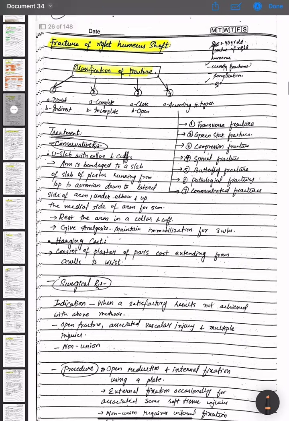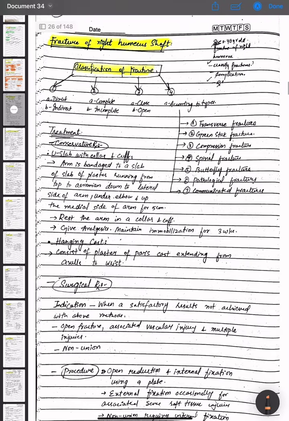So the classification of fractures is direct fracture, indirect fracture, complete fracture, incomplete, closed fracture, open fracture, and the others are according to the types. These are transverse fracture, greenstick fracture, compression fracture, spiral fracture, butterfly fracture, pathological fractures, and comminuted fractures. Now, what are the treatment options for fractures of the right humerus shaft? These are conservative treatment and surgical treatment.